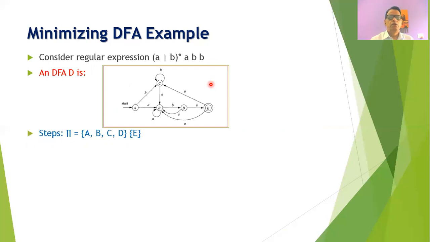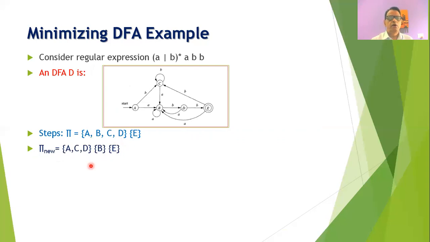Now what we will do is partition this DFA. Initially we will create a partition pi where we will have the final state in a separate group and the rest of the states in a separate group. From this diagram, one can easily observe that the state E is the final state, and therefore we will make a separate group for the state E, and the rest of the states A, B, C, and D are in another group. Now we will create the new partition.